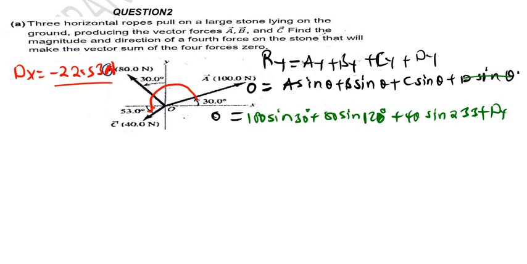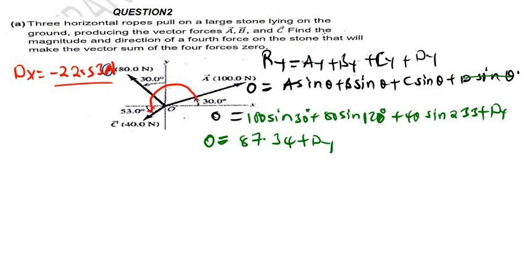100 sine 30 plus 80 sine 120 plus 40 sine 233. I'm getting 87.34. Confirm.